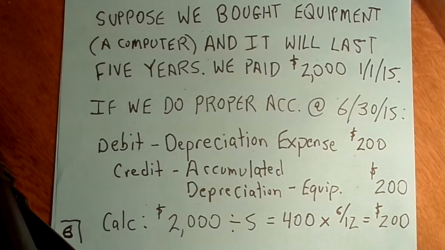And I show you that calculation at the bottom. However, we've only used it half the year, only January 1st through June 30th. So we're going to take half that amount, or 6 months out of 12 months, and our depreciation entry is $200. So to do proper accounting at June 30th, we debit depreciation expense, $200, and we credit accumulated depreciation, $200. Now watch, accumulated depreciation, as you'll see in the next slide, is a contra asset.